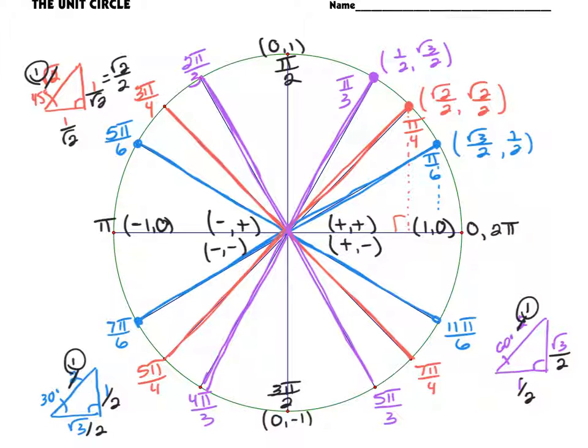So at pi over 6, the tangent value was radical 3 over 3. Just a nice little reference. At pi over 4, it's the y value over the x value, but since these are the same, the slope is going to be 1. And at pi over 3, we get radical 3.